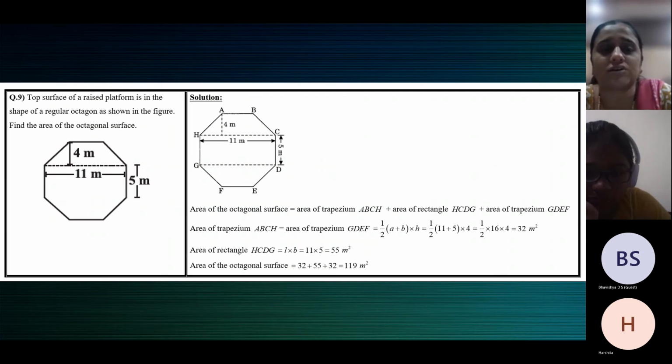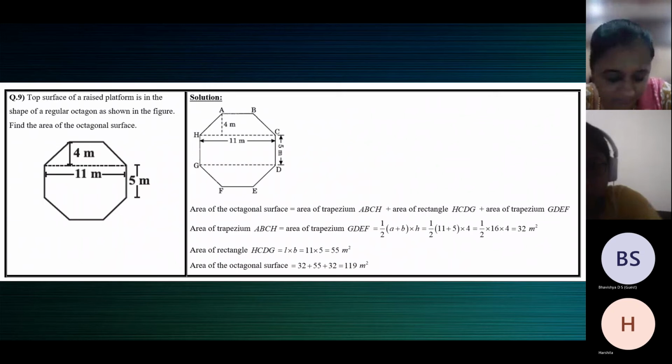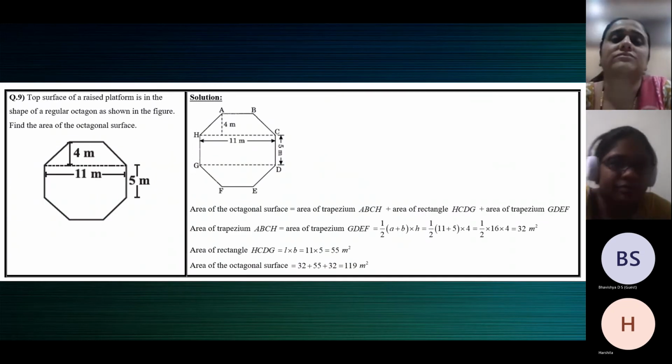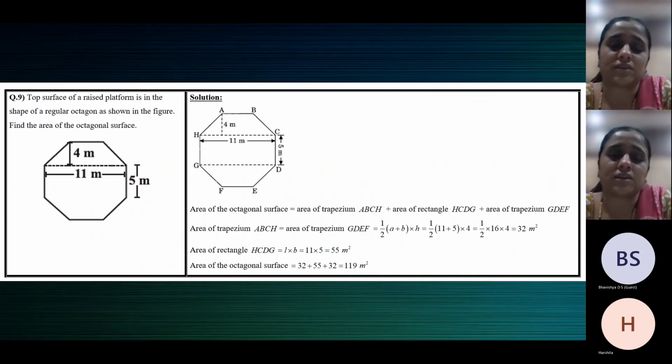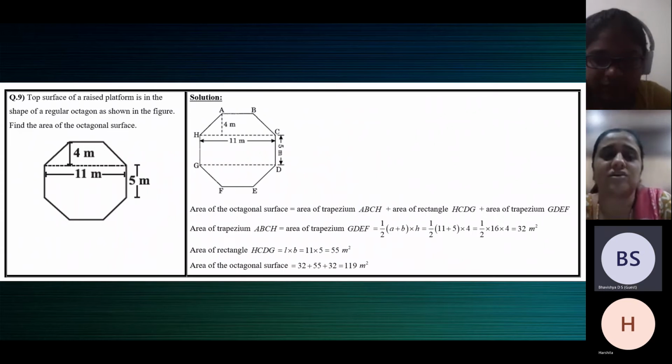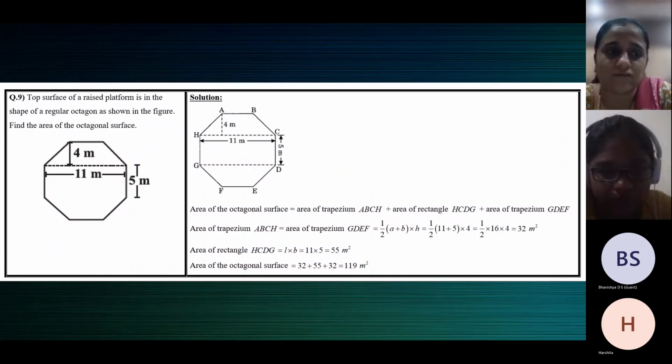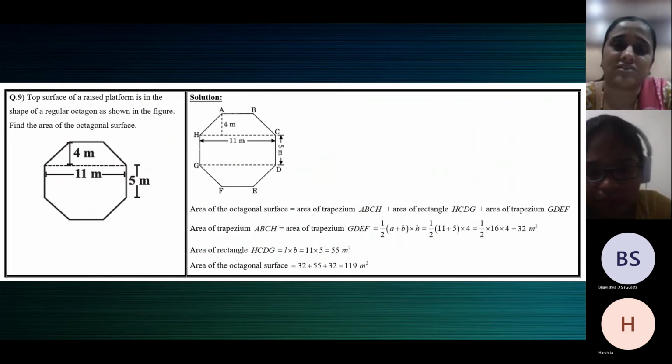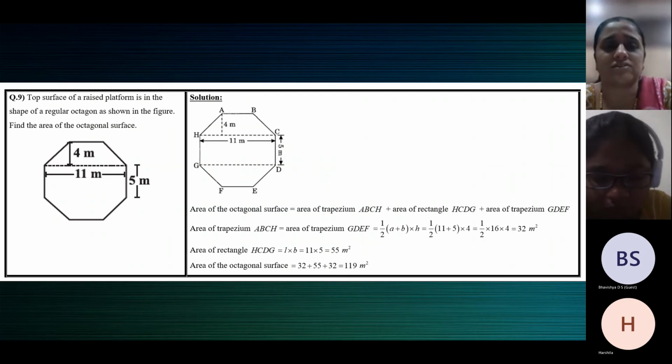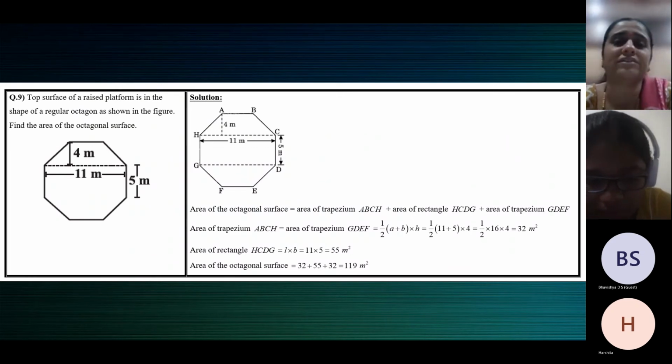So what is a regular octagon? How many sides does an octagon have? 8 sides. All the 8 sides are equal. Why? Because it's a regular octagon. See, not in every octagon all the sides are equal. An octagon has 8 sides. The 8 sides may be of different lengths.